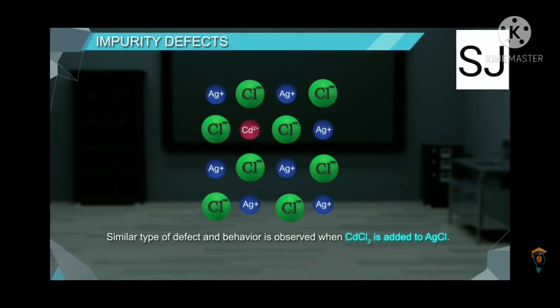All right, a similar type of defect and behavior can be observed in cadmium chloride when it is added to silver chloride. So cadmium also has a Cd2 positive charge.